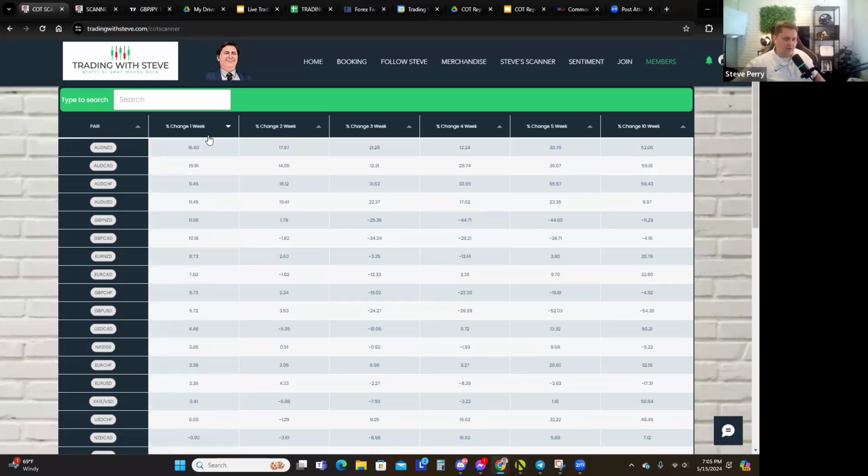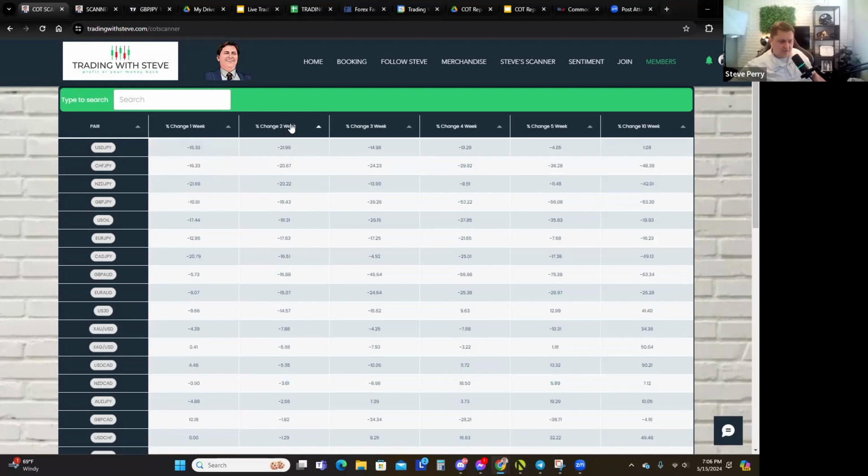If I filter this, the biggest number here as far as positive shifts go is this Aussie Kiwi at 16.8. And if I filter it the other way, you've got negative shifts. This NZDJPY is a negative 21.69% shift. What does that mean? Well, that means the bank sold the NZDJPY pretty aggressively last week, to the tune of 21.69.